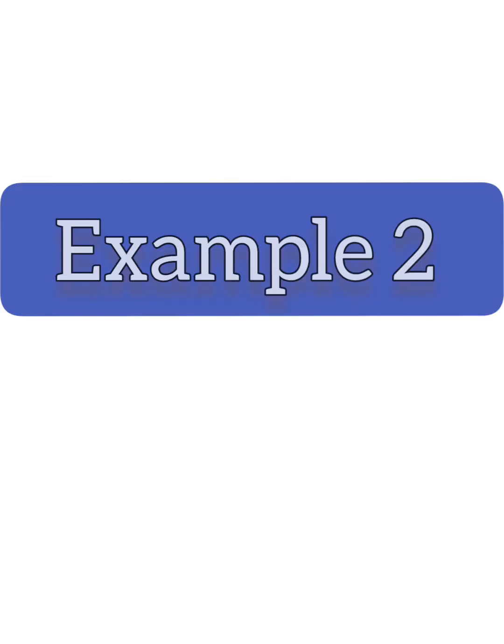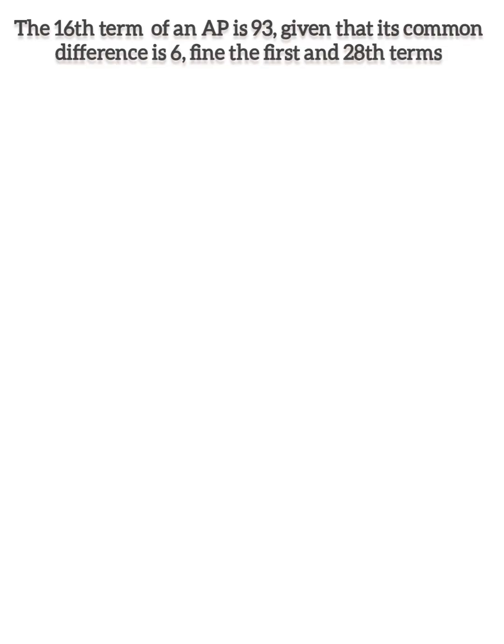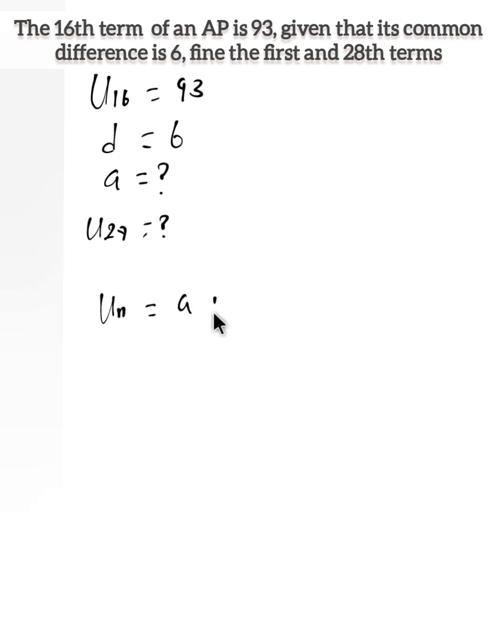Let's move on to question number 2. The 16th term of an AP is 93. Given that its common difference is 6, find the first and the 28th term. In the question, we're given the 16th term, u16, which is equal to 93. We're also given the common difference, which is 6, and we have to find a, the first term, and the 28th term. Now, using the general formula, un is equal to a plus (n minus 1) d.